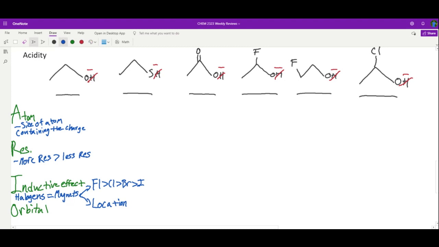Let me see if I'm getting that backwards. No, that's right. So actually, let me make this change.